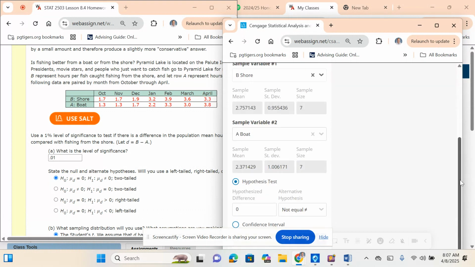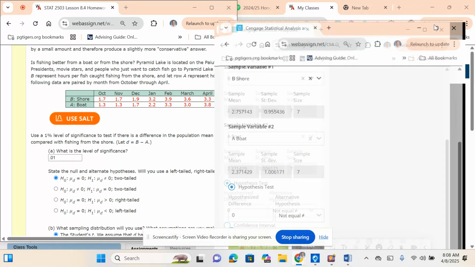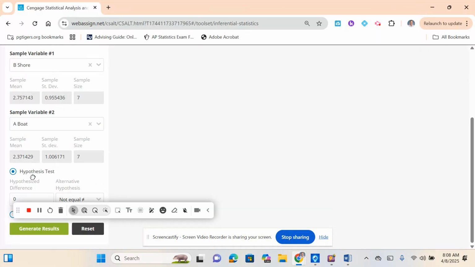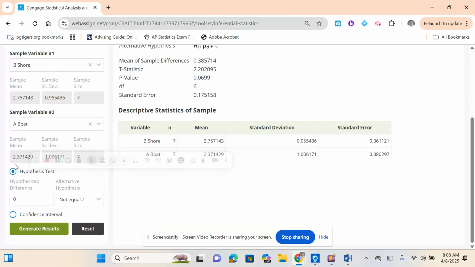So that's good. Hypothesis test. Hypothesized difference is going to be 0 because that's our null hypothesis. And I'm trying to prove it's not equal to. So this was already set up for me. That worked out nice. So I'm going to move this over, generate results.